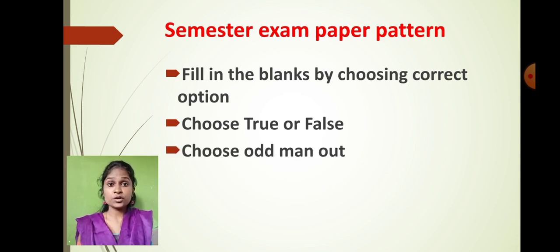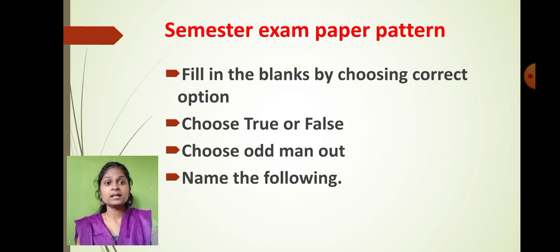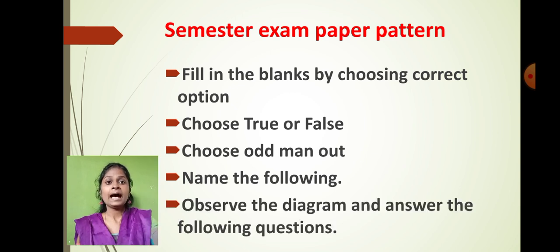Okay, then there is going to be odd man out. There will be 4 options, and you have to click on the right odd man out, whatever you feel is right. Then there is going to be name the following, that is, the answer in one word. Even for that we will give you the options. You have to just click on the right option. And again, we are going to provide you 2 diagrams in the exam. You have to observe the diagram very carefully, and depending upon the diagram you have to answer the following questions, and even for those questions there will be options. Out of the 3 options you will have to select the correct option.